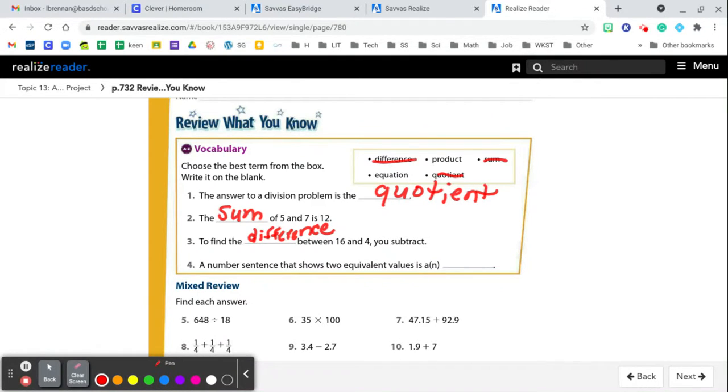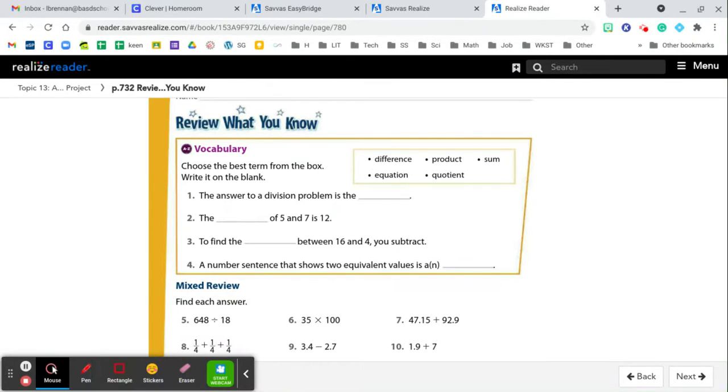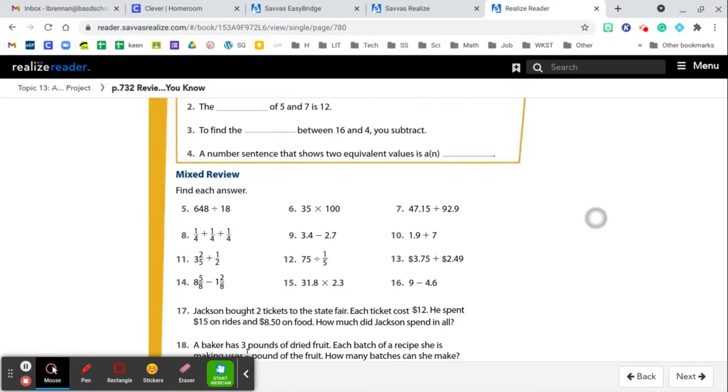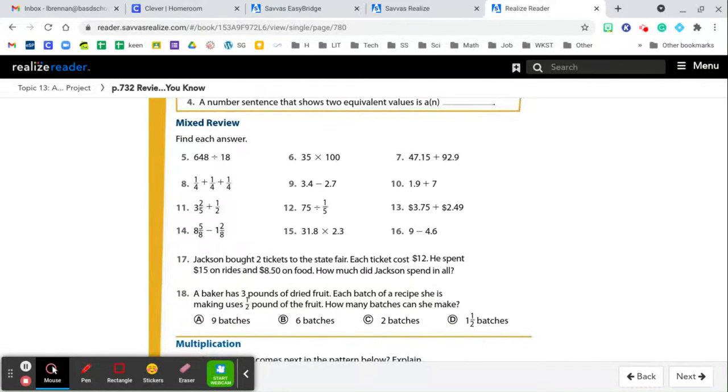A sentence that shows two equivalent values is an equation. So those are some vocabulary words for review. Now we're going to find each answer. So we're going to just solve here.